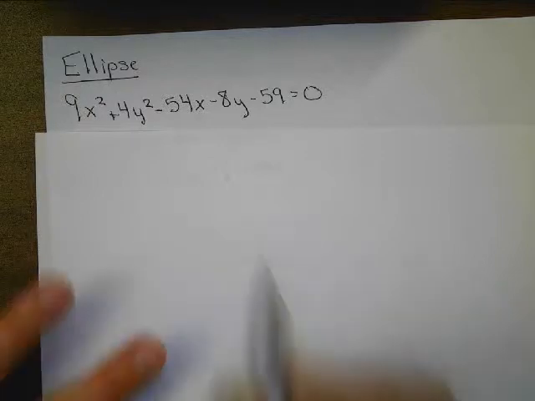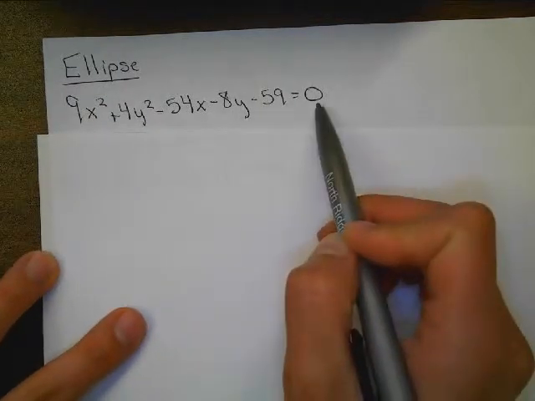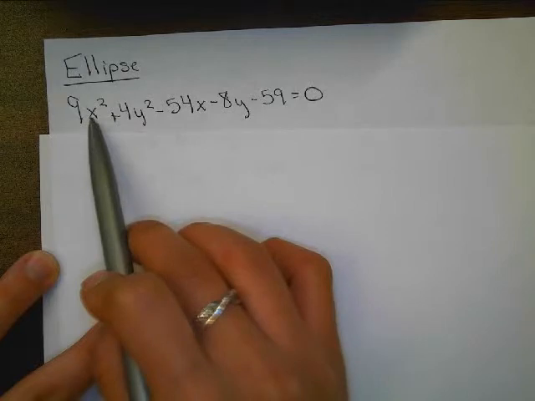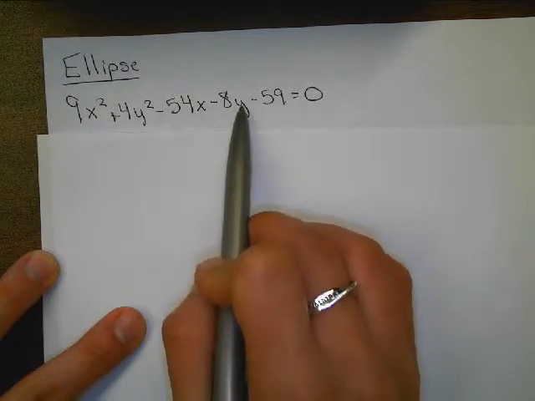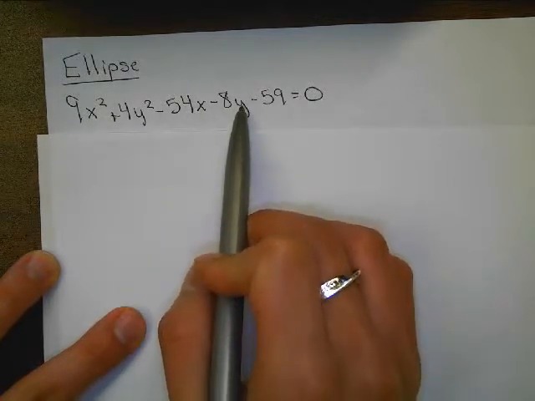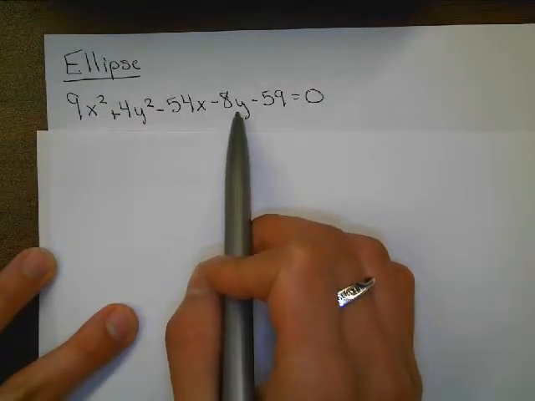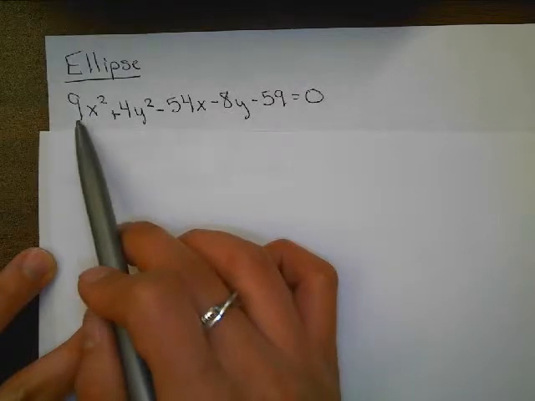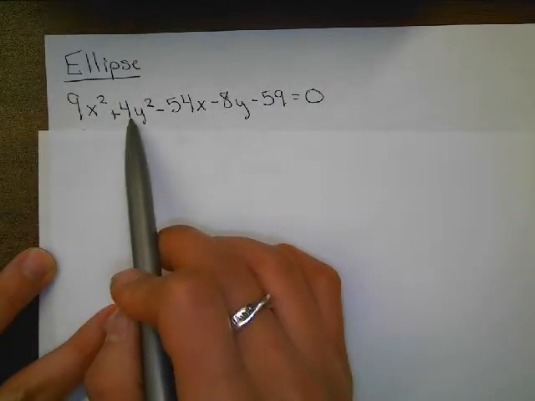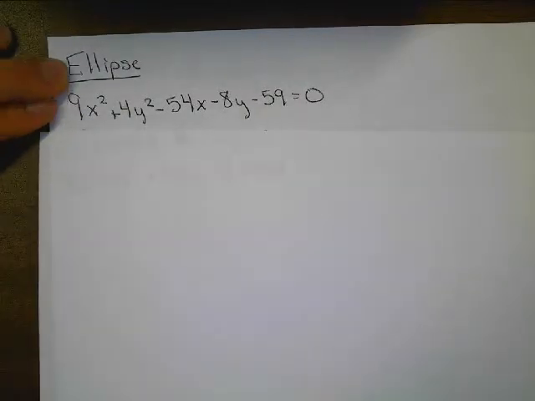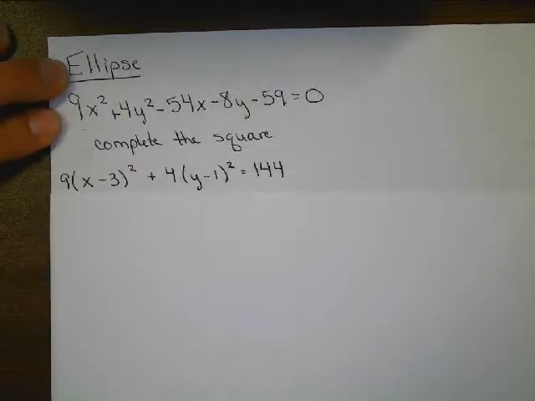You have to complete the square, of course. By doing that, you'll have to move this 59 over, and then you'll see that your x is here and your y is here. You have to complete the square. If you need help with that, you can refer to some of the other videos or the document uploaded as well. Just make sure when you complete the square, you factor out this 9 and factor out this 4 as well. After you complete the square, this is your final product.